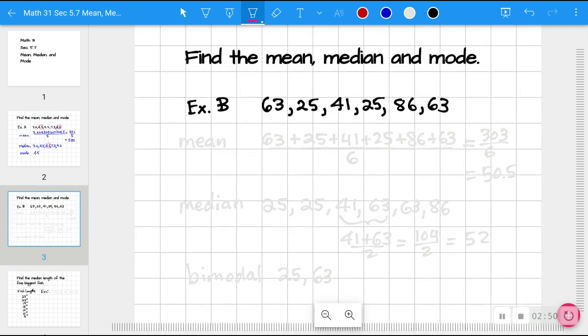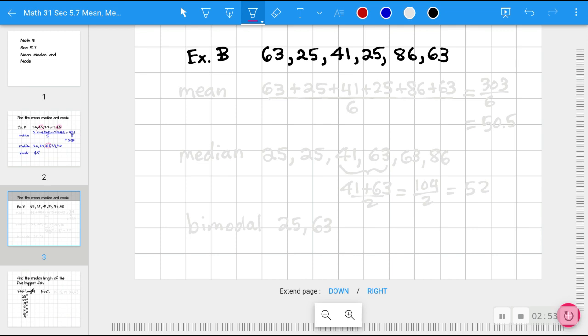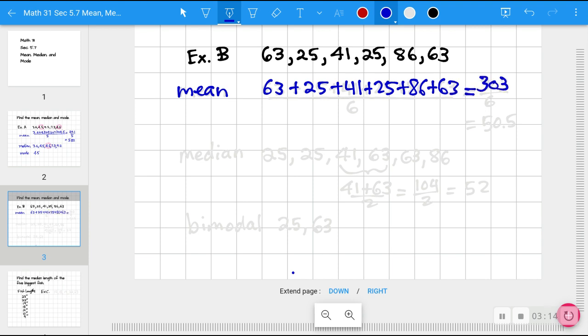Okay, let's do the same with a new set of numbers this time. So we'll first add these all up to find the mean and divide them by however many there are. So 63 plus 25 plus 41 plus another 25 plus 86 plus 63, and those add up to 303. And then we count the data. There's 1, 2, 3, 4, 5, 6 pieces of data. So we divide it by 6 here. And that turns out to be 50.5, the mean or the average.